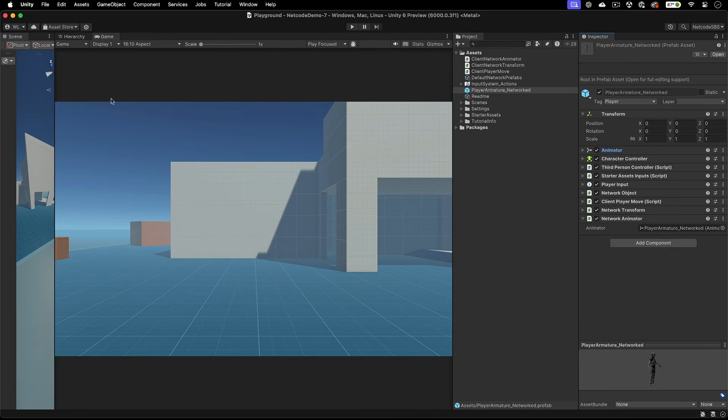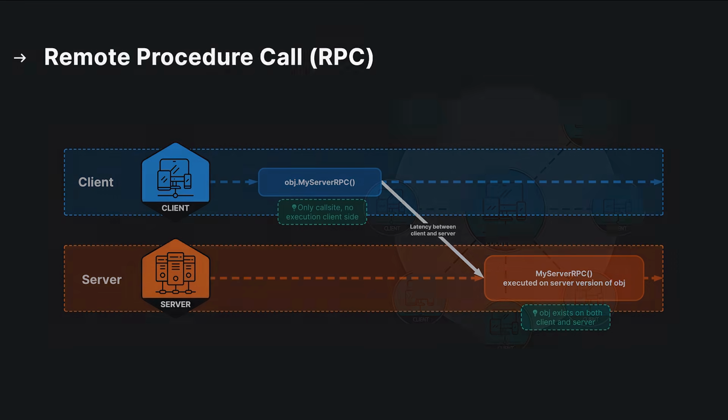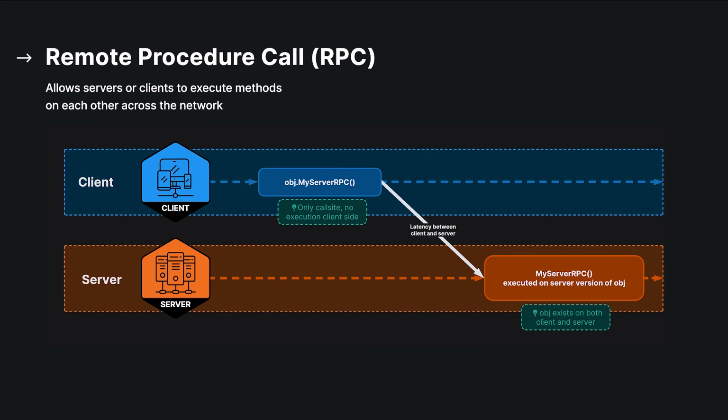Remember that you can think of your server as essentially a single player game that's getting its input remotely. For clients other than the host, we'll send the input data across the network. In this demo, we'll use a remote procedure call, or RPC, to do that. An RPC allows a client to call a function on a server, or vice versa, across the network.